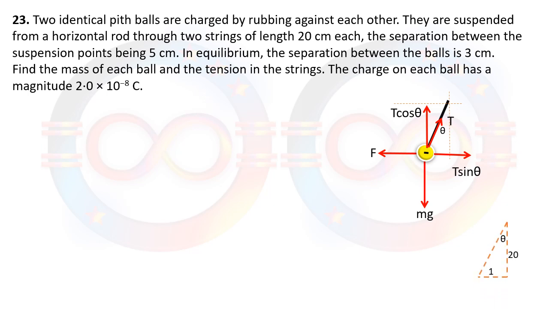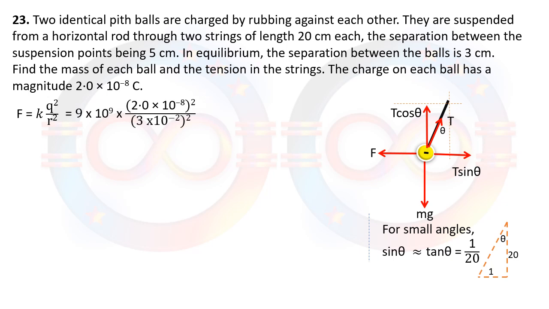If you want to calculate theta, 20 centimeter is the length. 1 is the perpendicular, because the earlier distance was 5 centimeter and now the charge is at 3 centimeter. So 1 centimeter on the left side, 1 centimeter on the right side, that we will take as perpendicular. Here if we calculate sine theta, it will be approximately equal to tan theta, and it is nothing but 1 by 20, because for small angles it is possible.